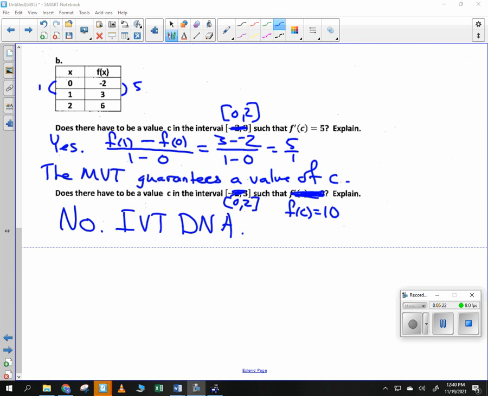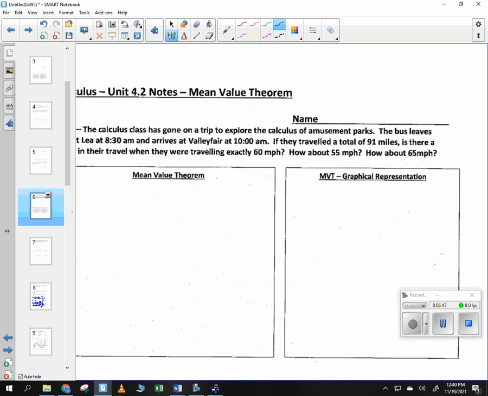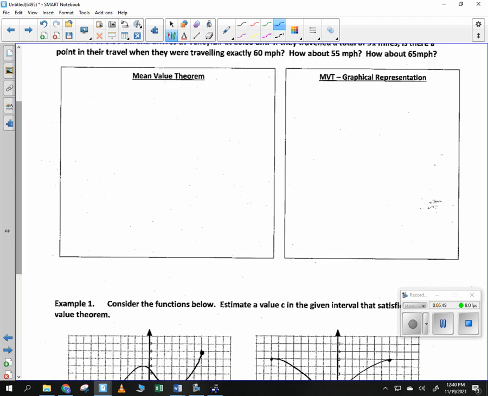See, you have a derivative. That means MVT. See here, you don't have a derivative. That means IVT. If it's just the function value, that's IVT. If it's the derivative, that's your rate of change. That's MVT. See that? Okay, flip back to the front of that section so we can actually now state what the mean value theorem says.